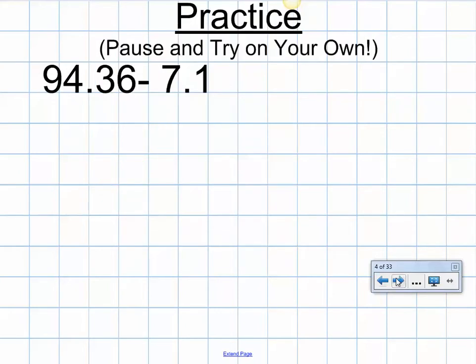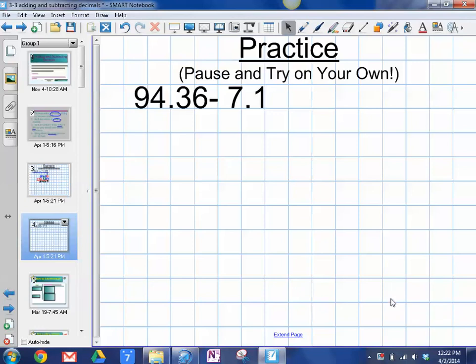What I'd like you to do right now is write down this problem, 94.36, 94 36/100, minus 7.1, 7 1/10, and I want you to have this solved when you come into class tomorrow. You are going to solve this without using a calculator. This is a calculator-free problem. Follow the steps: rewrite it vertically, add any zeros in, add or subtract, and then add the decimal point in at the end. We're going to check your answer tomorrow.